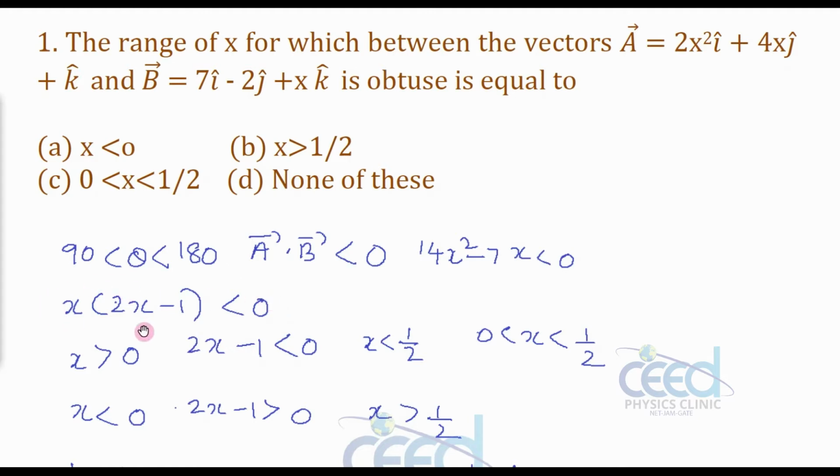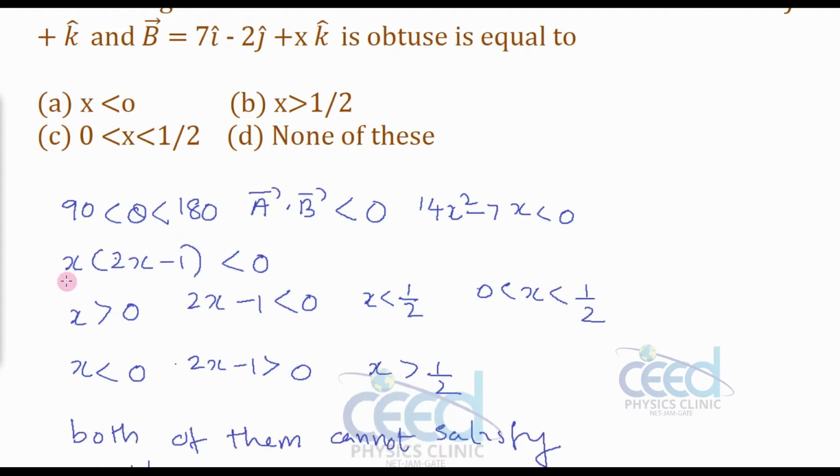If it is less than 0, we have two conditions. Suppose x is greater than 0, then 2x minus 1 must be less than 0, only then its multiplication will be less than 0. So from it I can write x is less than 1 by 2. That means 0 is less than x is less than 1 by 2, because x is greater than 0 and less than 1 by 2. So this is the range.